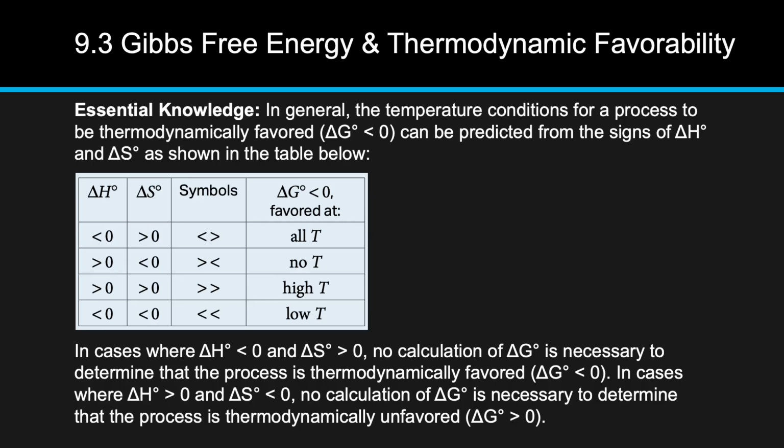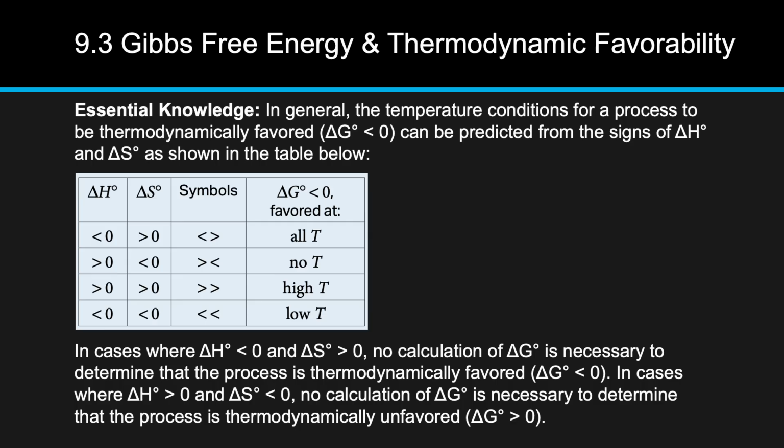If delta H is positive and delta S is negative, so now we have an endothermic reaction, so energy has to be put in, and delta S is negative, which means we have a decrease in entropy, which means we have more order. Those are two things that are telling us this is probably not going to happen on its own. So that is not going to be thermodynamically favorable.